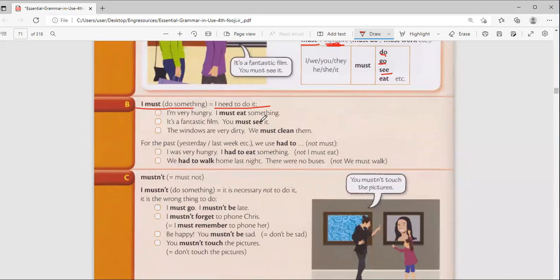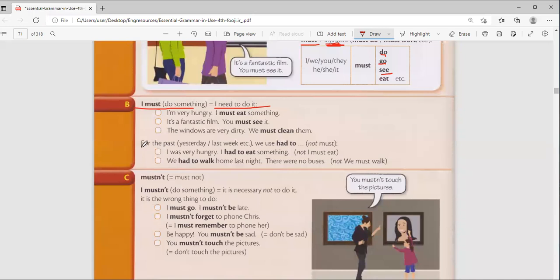It's a fantastic film. You must see it. Meaning it is necessary for you to see it. Very important for you to see it. The windows are very dirty. We must clean them, yeah, because the visitors are coming. Yeah, it is necessary for us to clean.